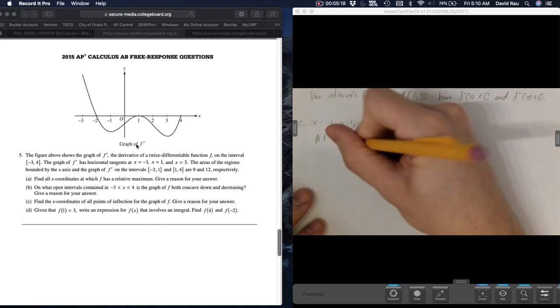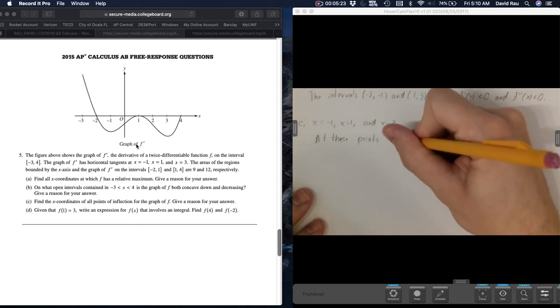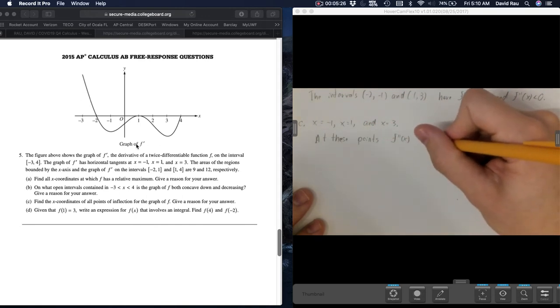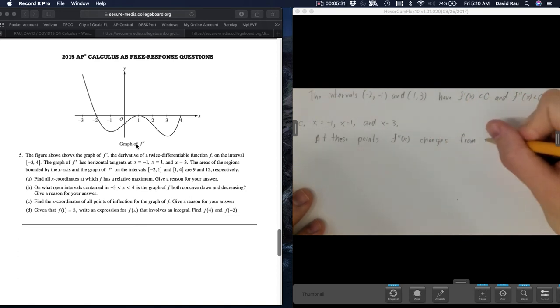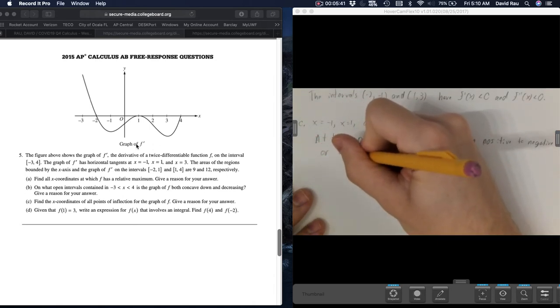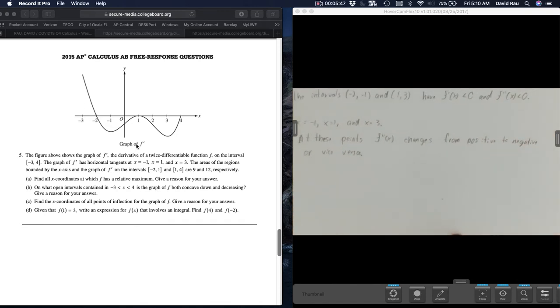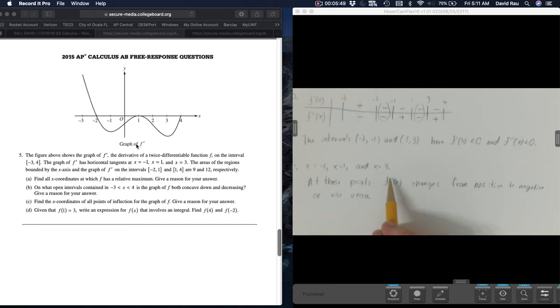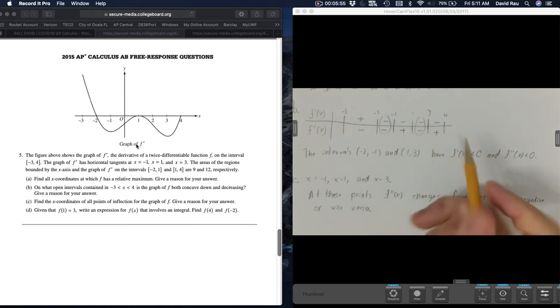At these points, f double prime of x changes from positive to negative, or vice versa, or negative to positive, however you want to say that. Right, so in other words, that's where f double prime of x is changing signs at these 3 points. So from negative to positive, from positive to negative, and then back from negative to positive.